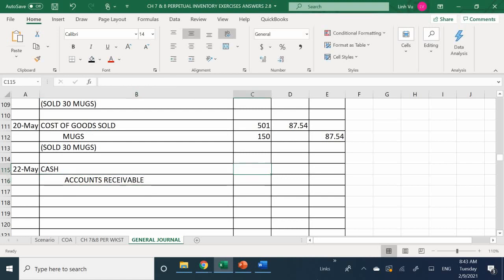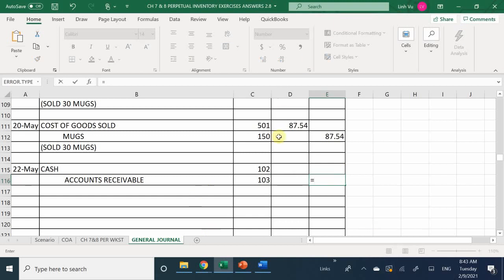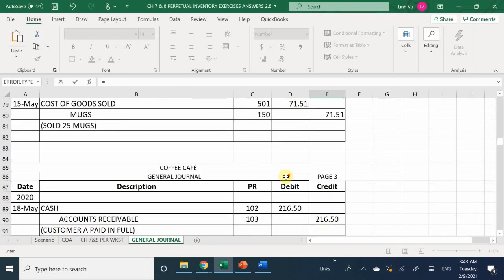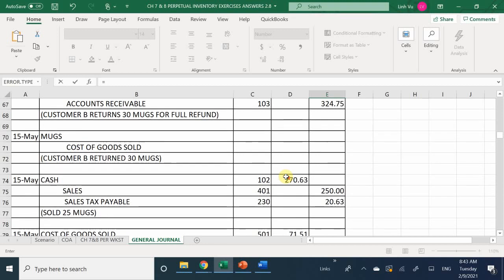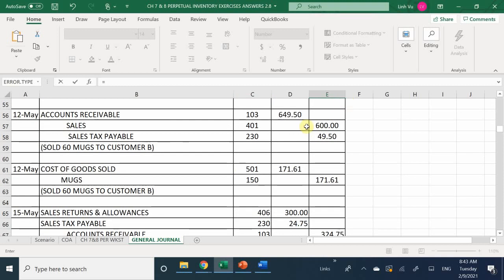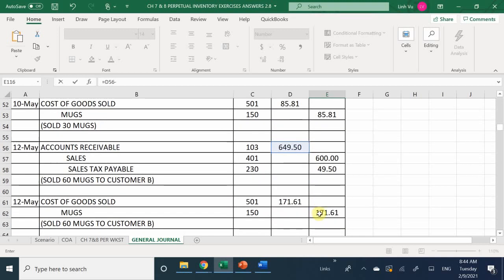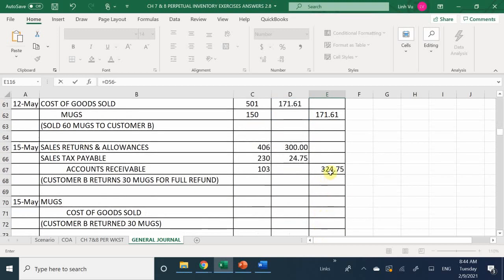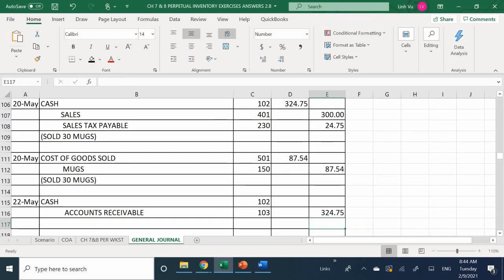All right. So again, my 102 and 103. And from here, I know for sure that I'm supposed to go, just to make sure that this is correct, I'm going to cell reference and just do my calculation right there. So I'm going to pull the number from the May 12th. So I know that he owed me originally the $649.50. And I know that we also gave him back this $324.75. So therefore, he owes me $324.75 and he paid me in cash.